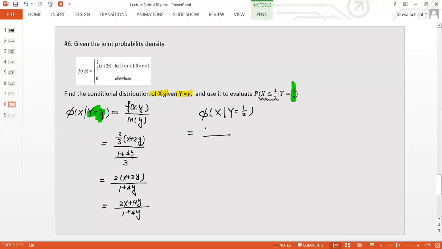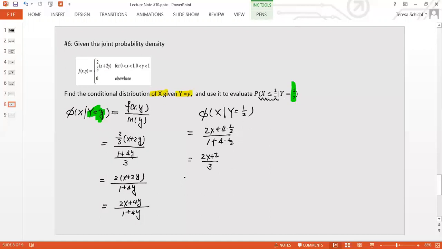So this will be the 2x plus 4 times 1/2, right? Then 1 plus 4 times 1/2, correct? Okay, so this is 3, this is 2x plus 2. All right, so I take care of this one. Now I need to find the probability of x is less than 1/2.